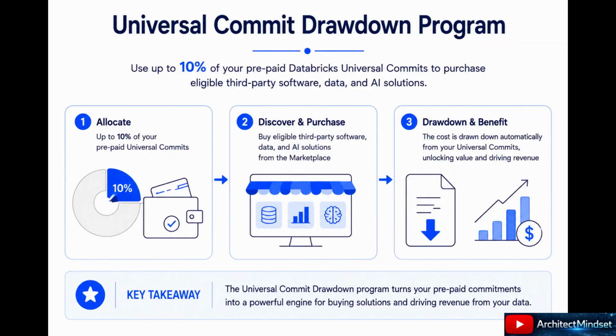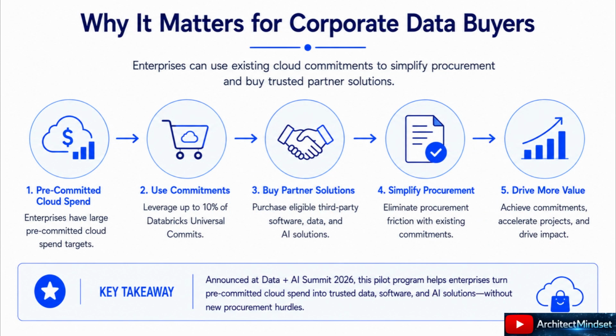For organizations looking to generate revenue from their data assets, the marketplace offers a very brilliant strategy. The Universal Commit Drawdown program allows enterprise customers to use up to 10% of their prepaid Databricks Universal commits to purchase eligible third-party software, data, and AI solutions. Corporate data buyers often have massive pre-committed cloud spend targets they struggle to hit. This pilot program introduced at Data AI Summit 2026 aims to eliminate procurement friction by letting enterprises leverage their existing cloud commitments to buy partner solutions.